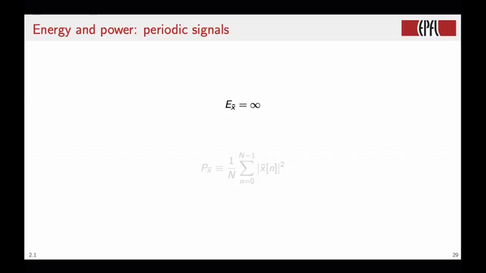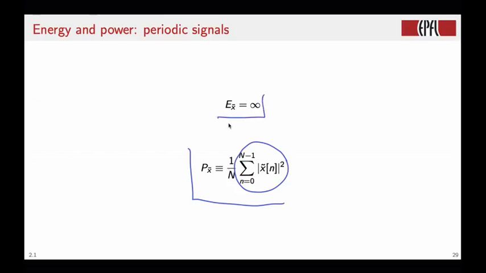So for periodic signals, as I have already alluded to, the energy will be infinite, and the power is simply the energy of one period divided by the length of the period. So this is given down here. This part is the energy, 1 over the period length gives the power, and this typically will actually be finite even when this is infinite. End of module 2.1.